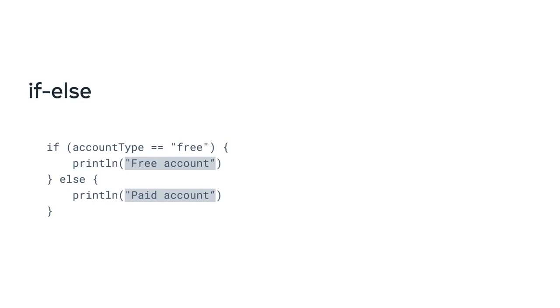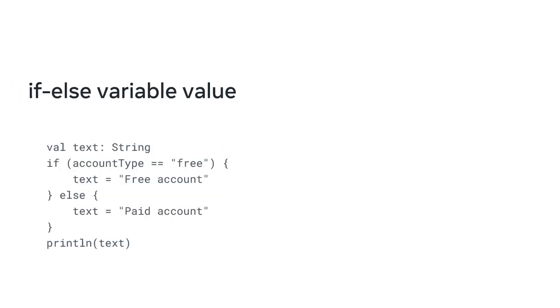So, in this code, if the value of the account type variable is free, the text free account will be printed. Otherwise, the text paid account will be printed. Now you can use if-else to set a variable value. In this example, the code will also assign some value to a variable called text, which is either free account or paid account, depending on the value of account type.